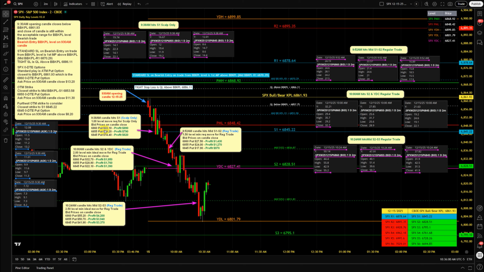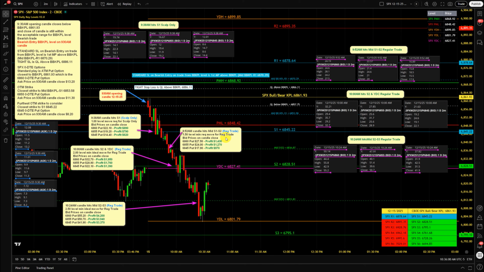The 68.60 put is 22.10 on the candle close. Profit $890 per option. The 68.55 is $19.20. Profit $790 per option. And the 68.45 is $14.40. Profit $620 per option.